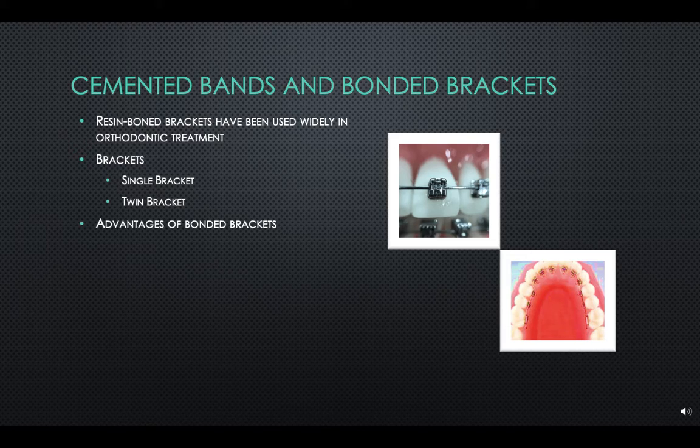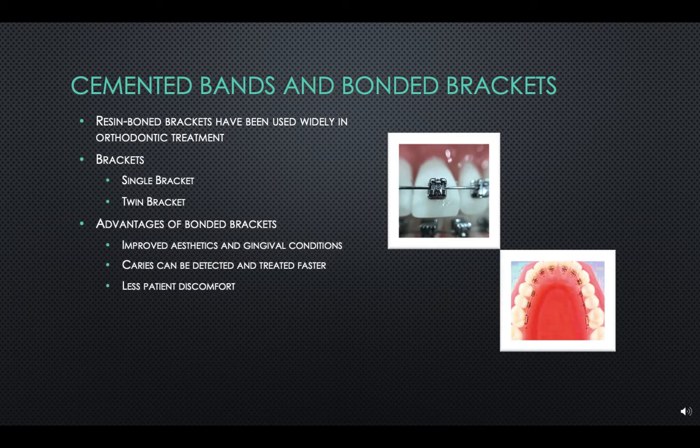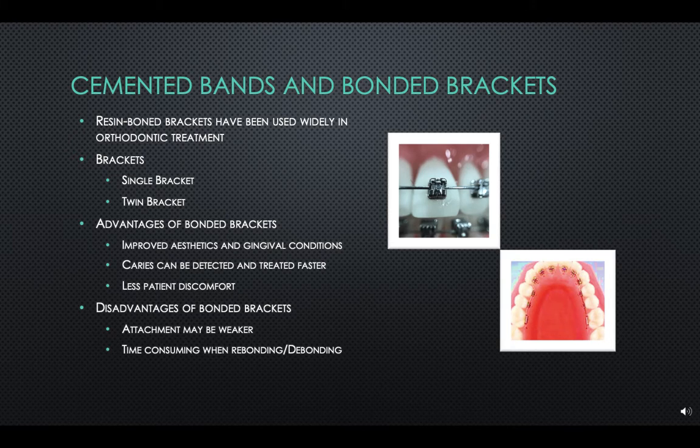The advantages of bonded brackets are improvement of aesthetics, caries can be detected and treated faster, and there is less patient discomfort because there is no need for tooth separation as required for band placement. The disadvantages of bonding brackets are weaker attachment. Bracket may detach more readily than a band because attachment may be weaker with less surface area in contact with the tooth. Another disadvantage is time consuming when rebonding because it requires more tooth preparation.